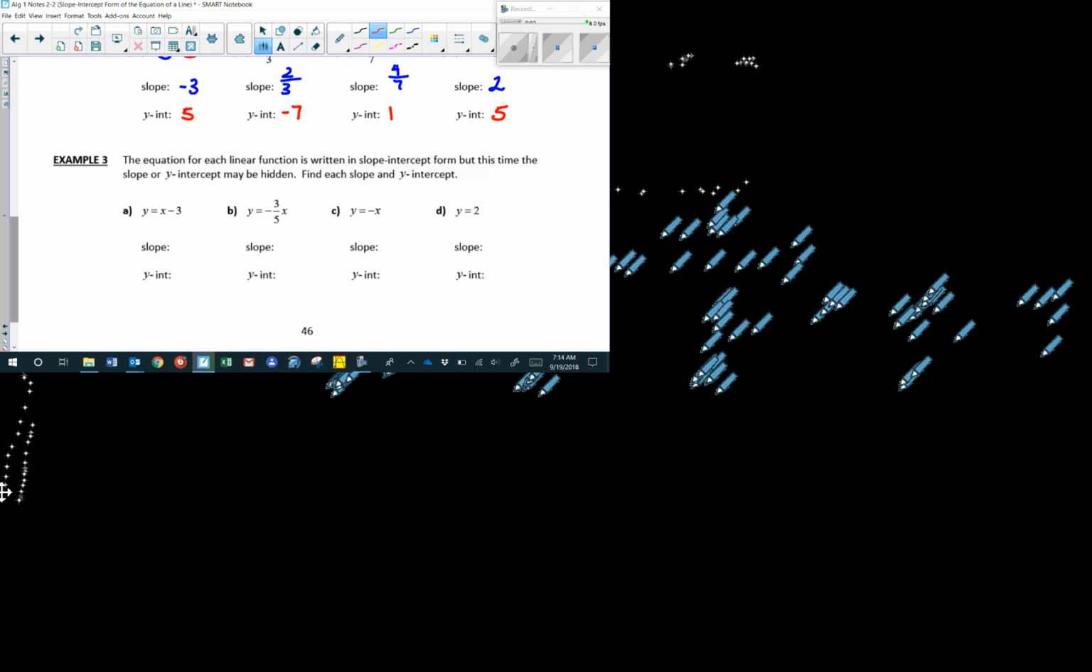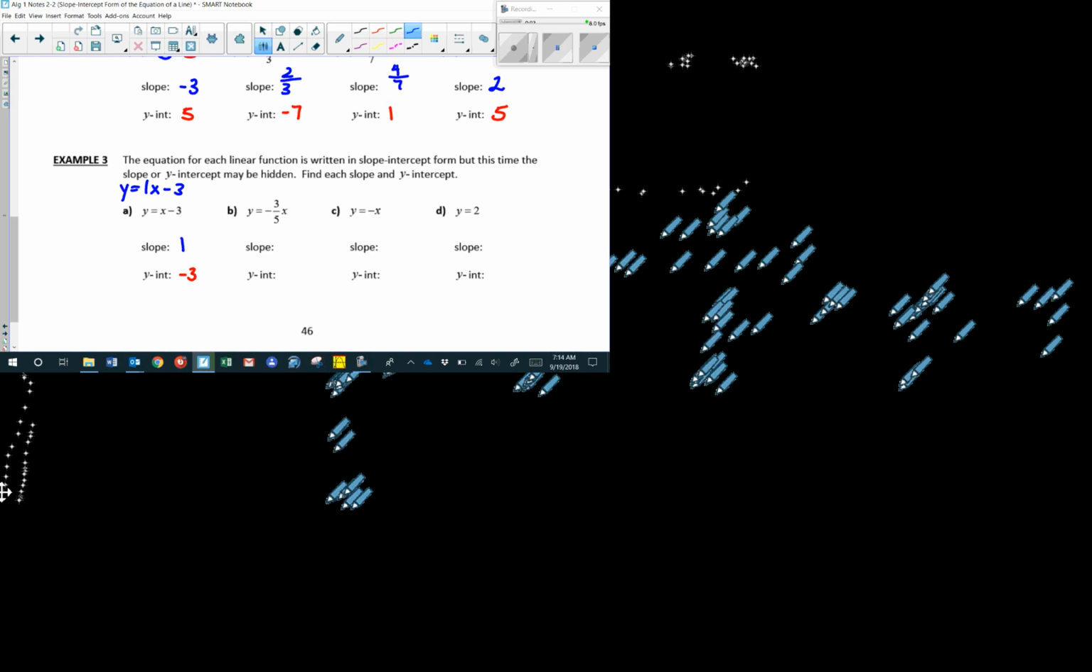In some cases, the slope or the y-intercept may be hidden. In A, in example 3, the slope is hidden. It's that invisible 1 that sits in front of the x. So the equation could be rewritten as y equals 1x minus 3. And our y-intercept is the number that's added to x, so that would be -3.